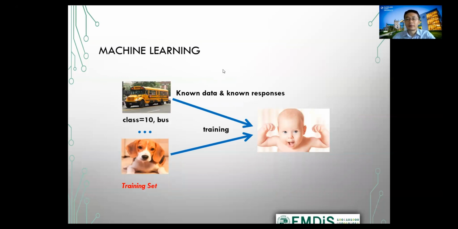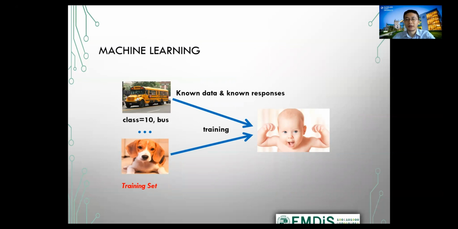Then let me briefly introduce the idea of machine learning. Let us think about an example. If you want to train a baby to recognize some objects, how do you train the baby? Normally, at home, we can show many image cards to the baby.